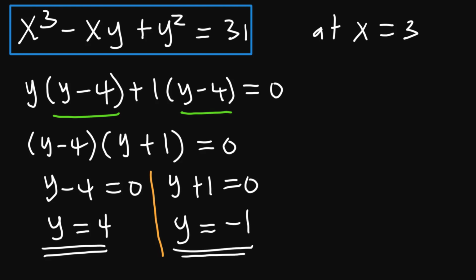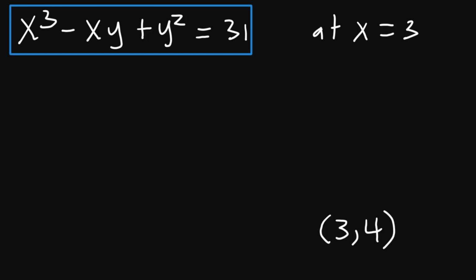Now notice that we have two values of y. In this case, we have to choose one of the two. Let's say we choose to use y equals 4. In this case, our point of interest will be x, which is 3, and y, which is 4.